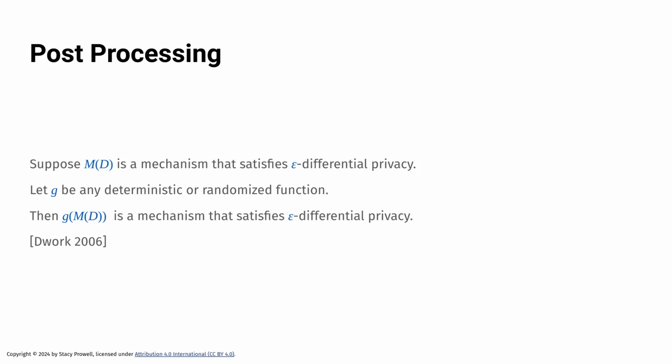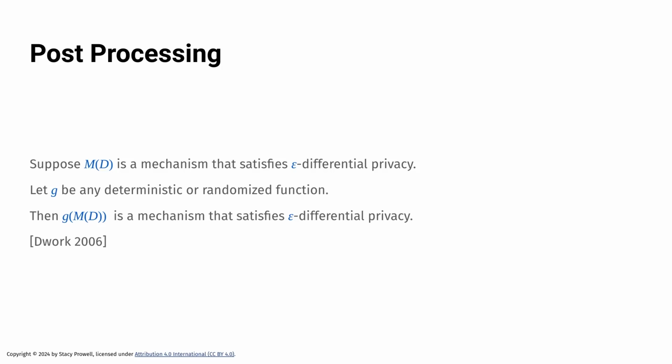Post-processing is very powerful. This says, give me a mechanism that's epsilon differentially private, that's M. Give me any deterministic or randomized function. Any function. So a deterministic function might be square root. So instead of trying to directly compute the standard deviation, I might compute the variance. So I compute the square of the maximum minus the minimum and divide it by n. And for the standard deviation, I just take the square root. And because my variance was epsilon differentially private, the square root of that is also epsilon differentially private.